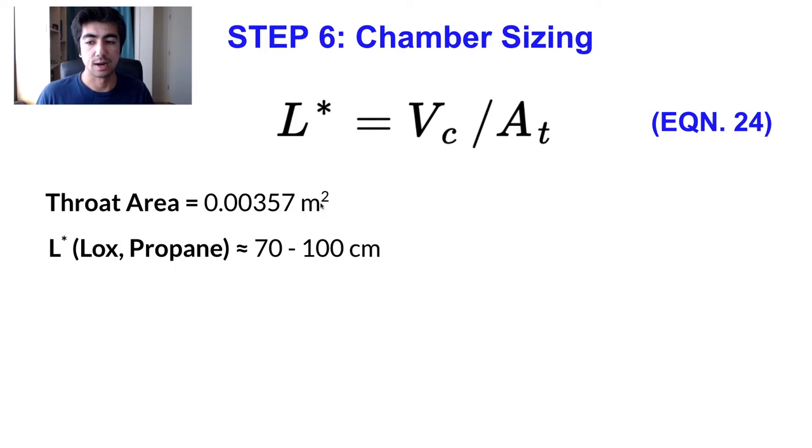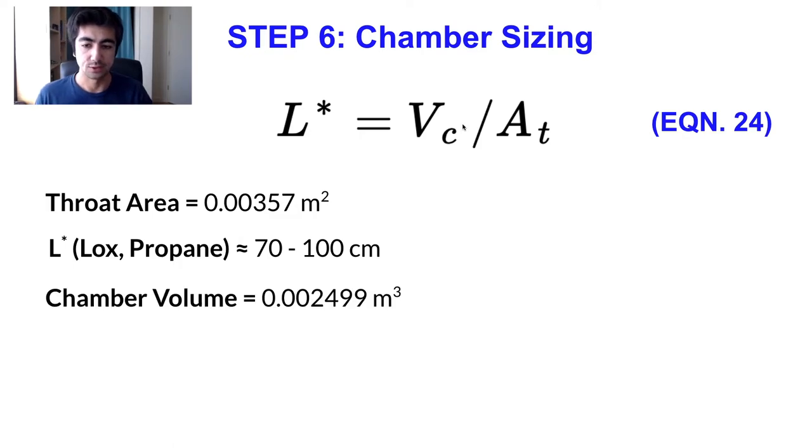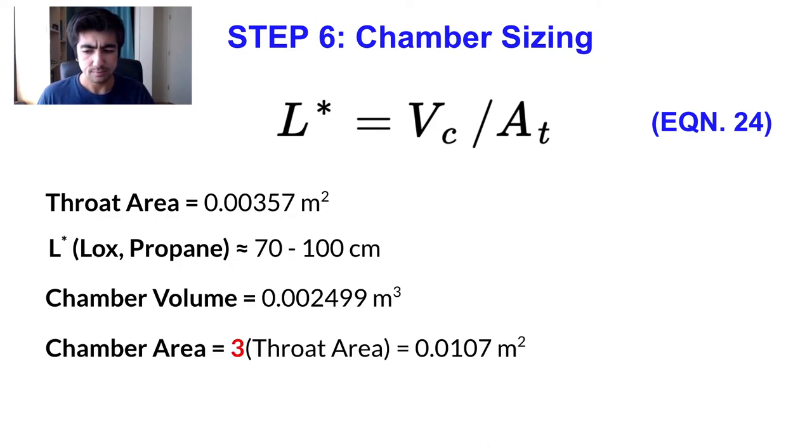You can see we have the throat area from our previous step of figuring out the nozzle areas, and we have this L star value now, so we can solve for the volume of the chamber. Doing that, we get a chamber volume of 0.0025 meters cubed. Now that we have a volume, we can figure out the cross-sectional area of the combustion chamber. An important number for that is this number 3 right here, called the contraction ratio. This is the ratio of the chamber area to the throat area. Take a moment to think about what that really represents.